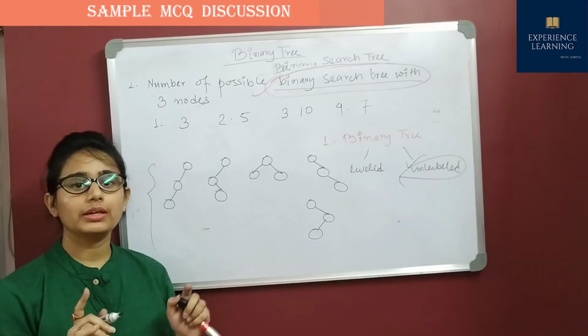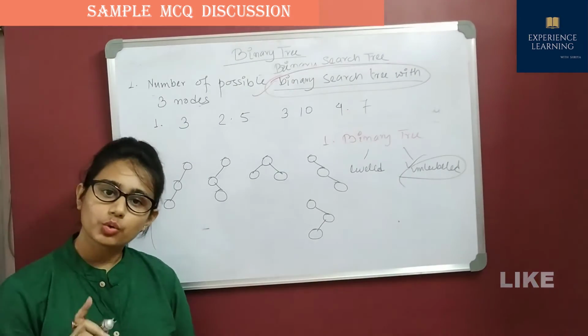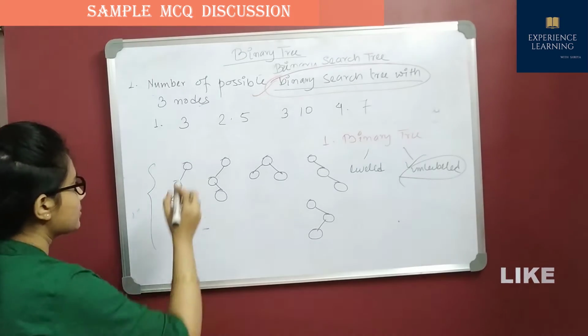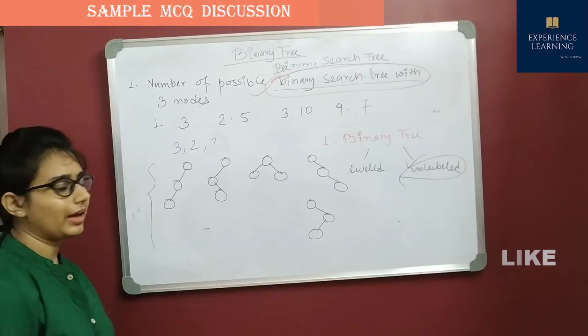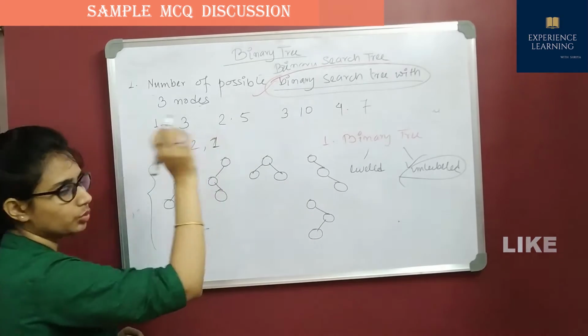Okay. Now, if it is a binary search tree, we know that only 5 unique trees are possible. How? Say I am giving the values 3, 2, 1. Okay, I have this labeled as 3, 2, 1.